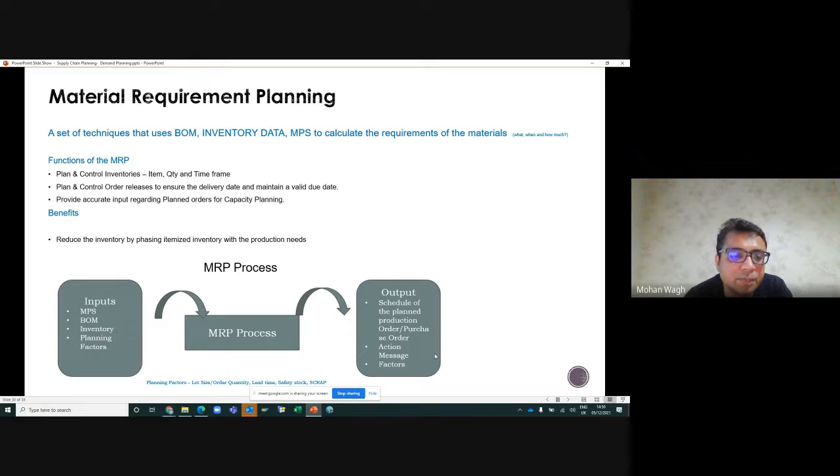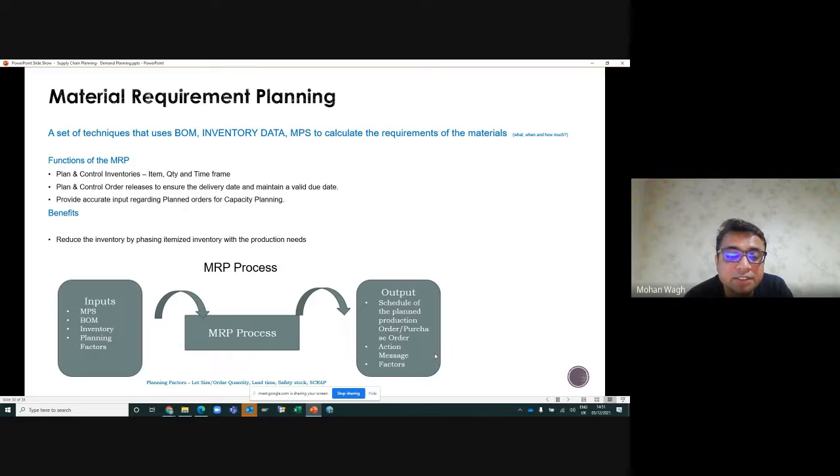What are the inputs MRP is using? It uses the master production schedule, the bill of material, inventory on hand, and the planning factors. I just mentioned the planning factors. It's like lot size or order quantity. Some products are produced in a lot of 25 or 50, so those things need to be considered. What is the lead time for the production or the purchasing? Transit lead time. What is the safety stock we are considering? Because there might be some constraints, or the items are very volatile in terms of demand or availability.